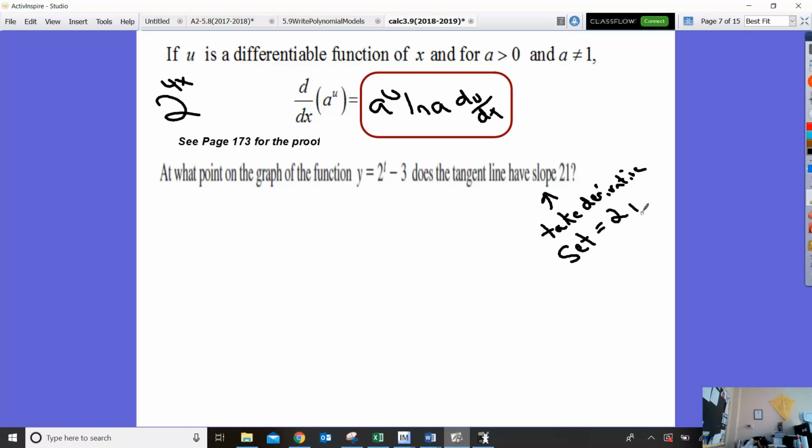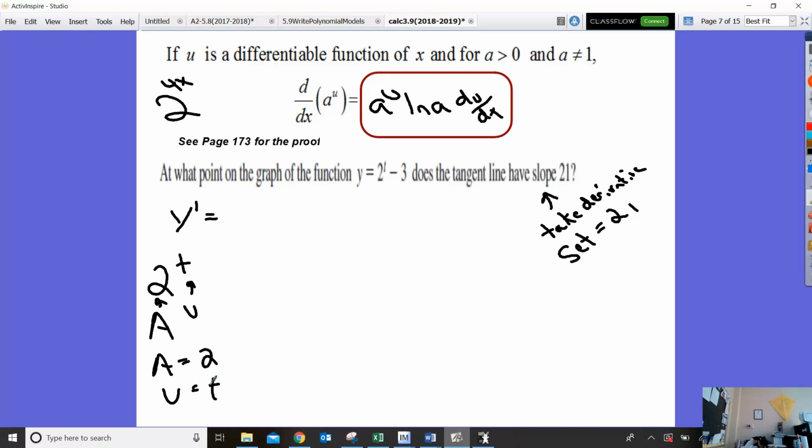So your first step would be to find your y prime. Here's a 2 to the t. Does 2 to the t look like a to the u? It does. Think about 2 to the t and a to the u and how they line up. I know that a is 2, and u is what? t. I follow my little formula.